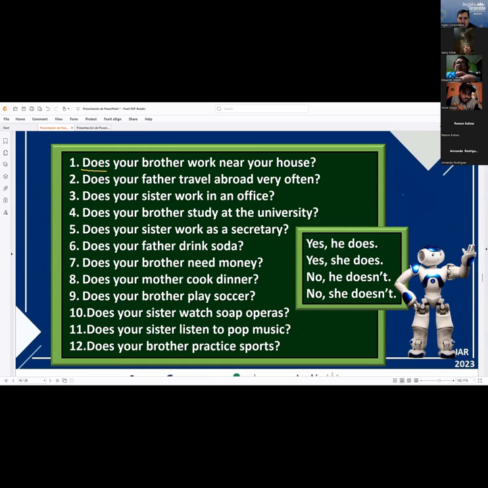Does your brother work near your house? Yes, he does. No, he doesn't. Does your father travel abroad very often? Okay, let's see. Eduardo, does your brother work near your house? No, he doesn't. Josue, does your father travel abroad very often? Travel abroad? Travel to another country. Travel to Guatemala, travel to Honduras. Yes, he does.